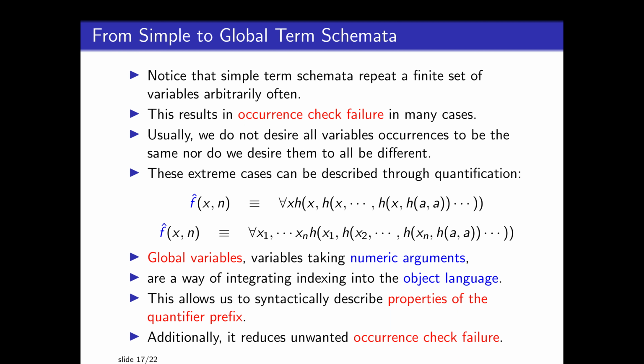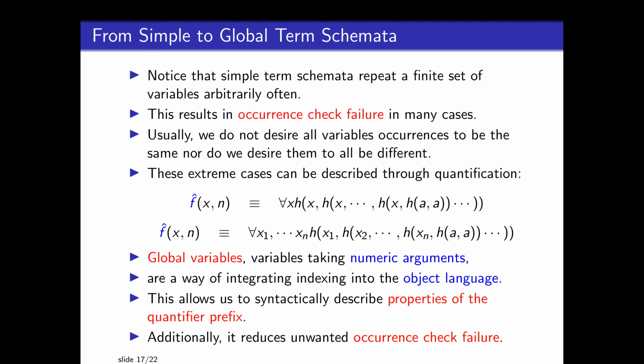The schematic case is not so easy to do that. That's the reason why we want to move the indexing to the object language, so that the schematic definitions could somehow define how these variables are going to be equated. This allows us to syntactically describe properties of this quantifier prefix for these schematic length terms, and it reduces the unwanted recurse check. We don't really give an example of this in this talk, but this is the case.